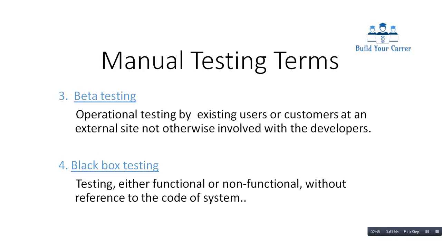Next is beta testing. Operational testing by existing users or customers at an external site, not otherwise involved with the developers. See, we have seen many companies, like even Facebook, give to their customers their beta versions. So what is the beta version? They want that users are the testers, and they will see whether every functionality is working fine or not without any involvement of the Facebook team or developers.